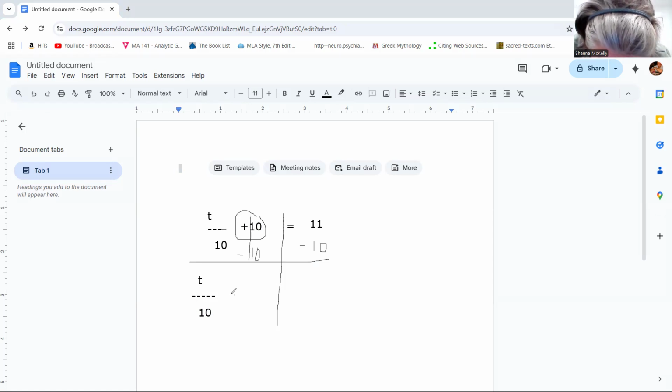Now, I still have this side. 11 minus 10 is 1. Okay. Now, this fraction bar means division. T divided by 10 is equal to 1. The opposite of division is multiplication. So I'm going to multiply both sides of my equation by this 10 to eliminate this 10.